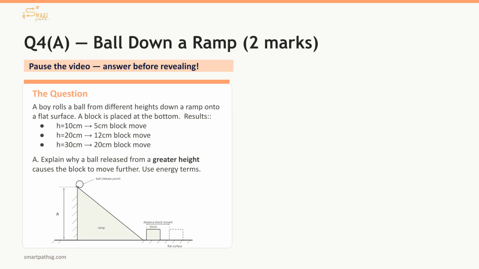Question 4. A boy rolls a ball from different heights down a ramp onto a flat surface. A block is placed at the bottom. Part A. Explain why a ball released from a greater height causes the block to move further. Use energy terms. Pause the video and write your answer.